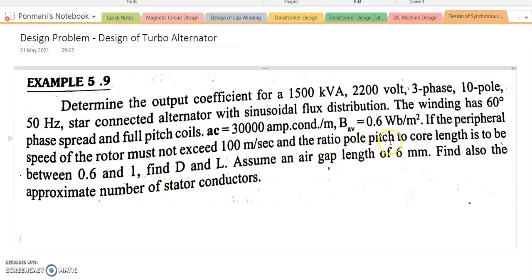And the ratio of pole pitch to core length is given. It is between 0.6 and 1. That is the criteria we have to verify while separating out this D and L. We have to find out D and L, the main dimensions. Assume an air gap length of 6 mm. Find also the approximate number of stator conductors. So we have to find out these values.